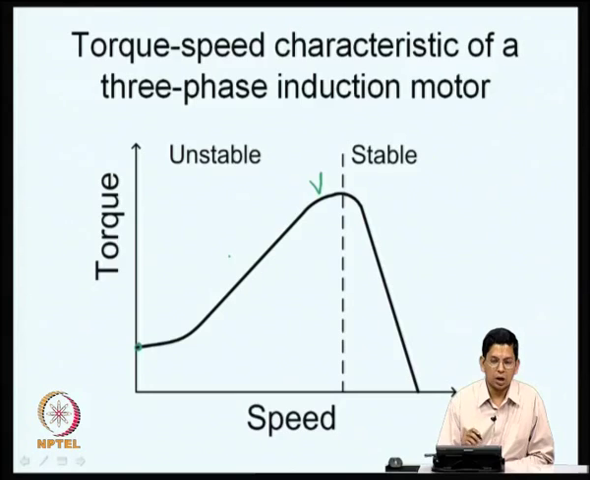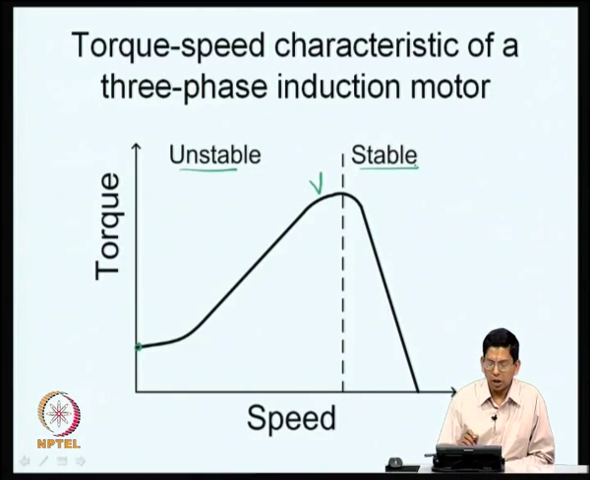There are courses on electric machines available on NPTEL which describe in detail the operation of an induction motor. So, you have a characteristic like this, and this part of the characteristic is called unstable and this part of the characteristic is called stable. Why is it?